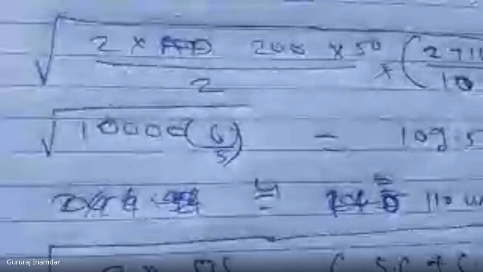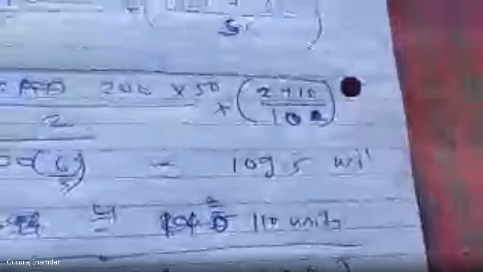So solve this problem. The 2 cancels with 2, so we get 10,000, which is 200 times 50. In the bracket, what remains? 10 plus 2 is 12, divided by 10, which is 6/5. So what is the answer? Square root of 10,000 times 6/5. If you have a calculator, you can do the calculation. What is the economic order quantity? See how much it will be. The final answer is 109.5 units.